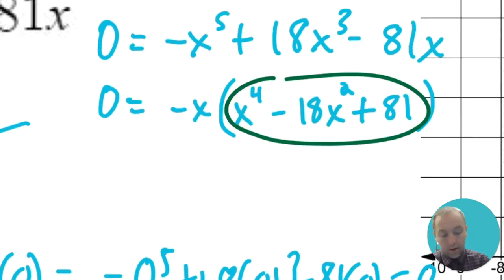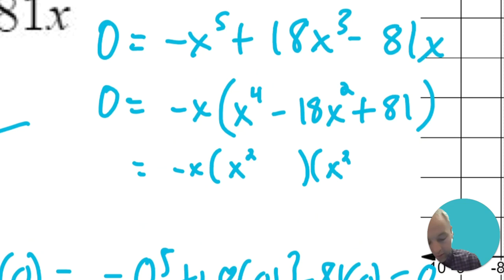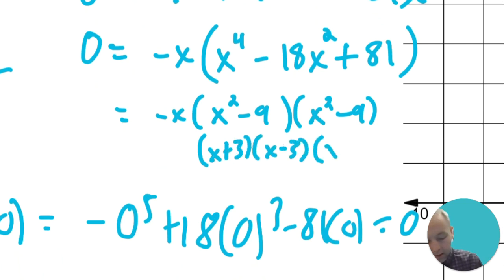So in the parentheses right there, we need two numbers that multiply to equal 81 but add to negative 18. That's pretty simple: negative 9 and negative 9, right? So we get negative x, and it'll be x squared for each bubble, so x squared minus 9, and x squared minus 9. But then each of those bubbles is a difference of squares, right? x squared minus 9 would be like x squared minus 3 squared. So then you can break that into x plus 3 times x minus 3, and the other one can also be x plus 3, x minus 3.